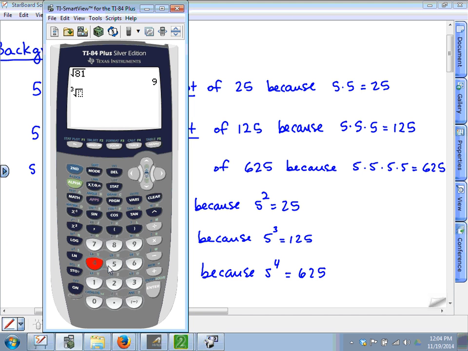So let's do one that we already know the answer to. What's the cube root of 8? Let's see if the calculator is as smart as we are. Oh, alright, it is. That's how cube roots work.